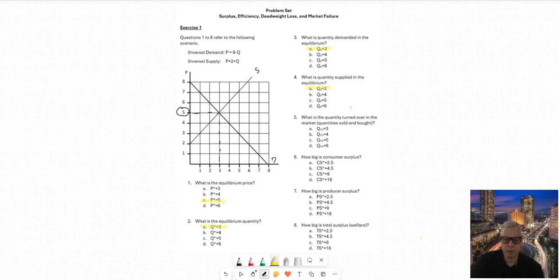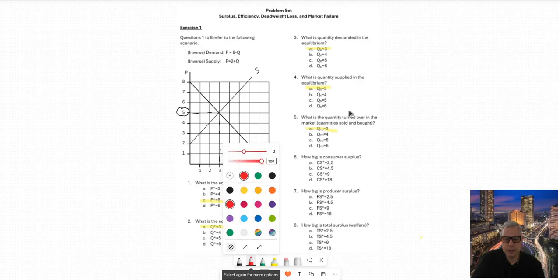And then what is the quantity turned over? So the quantity turned over is essentially the same as the equilibrium quantity, maybe, so that's an unnecessary duplication. But the quantity turned over is always what's being produced and sold. Okay, so how big is consumer surplus?